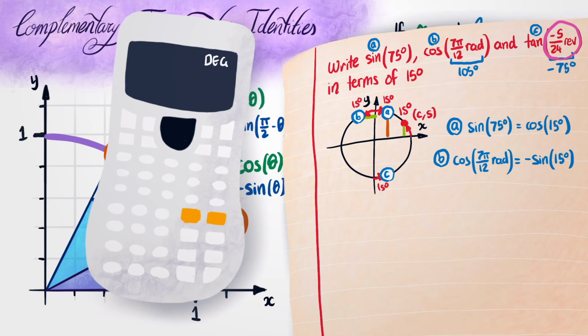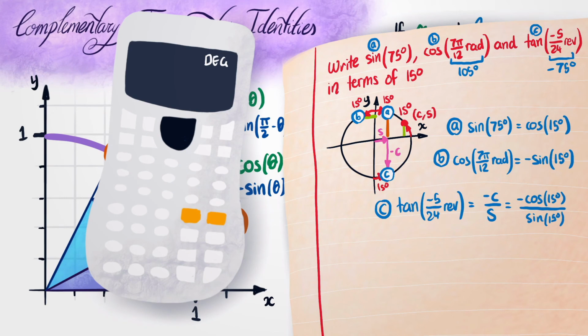Now for this last angle, we just want its gradient, so we should look at the rise over run of this point. As you can see, for the tan of negative 75 degrees, we're rising by negative c and we're running by s. Now we see something a little bit interesting here. We know that tan is usually sine over cosine, but this time we have cosine over sine, so we have the reciprocal of tan 15.